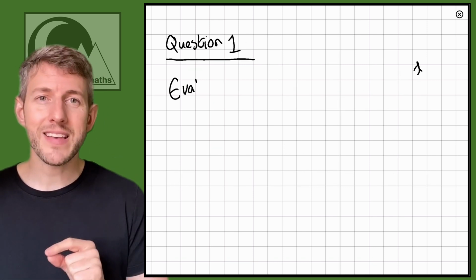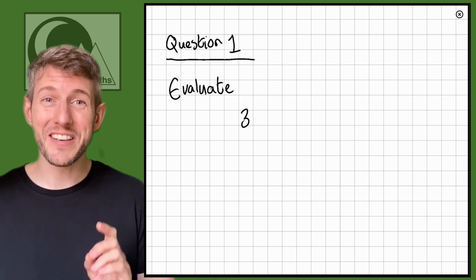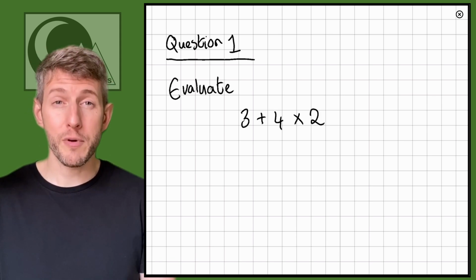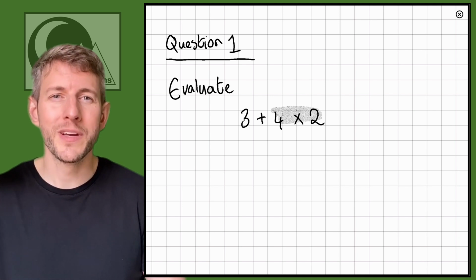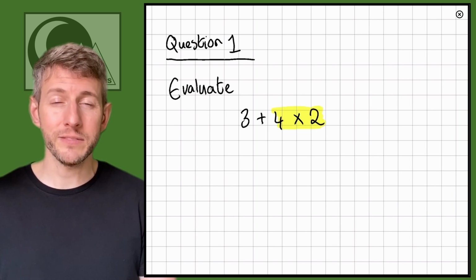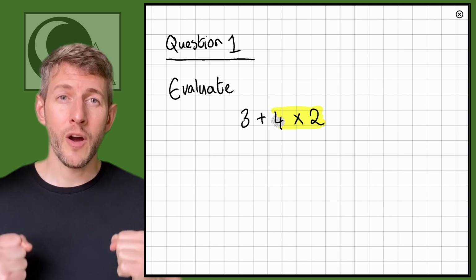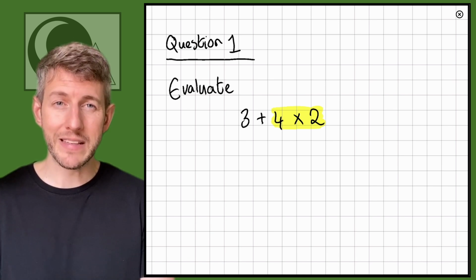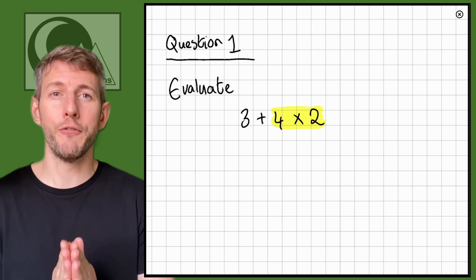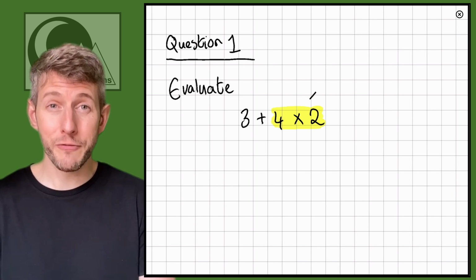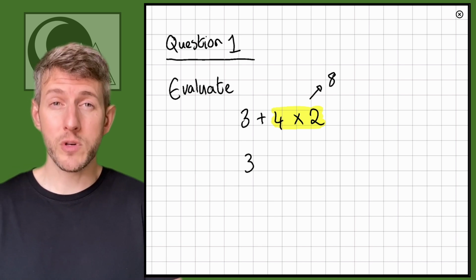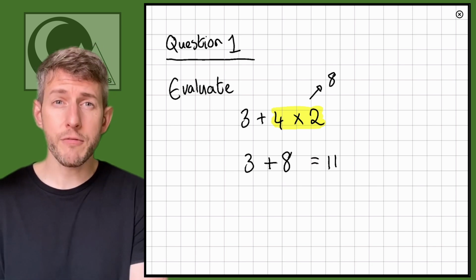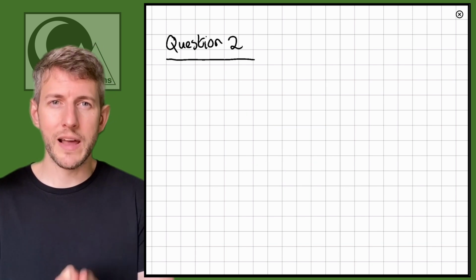Okay, so let's have a look at this first question, which is evaluate 3 plus 4 times 2. 3 plus 4 times 2. So where is the multiplication? The multiplication always happens before the addition, no matter where it is. So I can see here that we've got a 4 times 2. So I'm going to do 4 times 2 first. 4 times 2 equals 8. And now I'm going to do 3 add 8. So 3 add 8 equals 11.